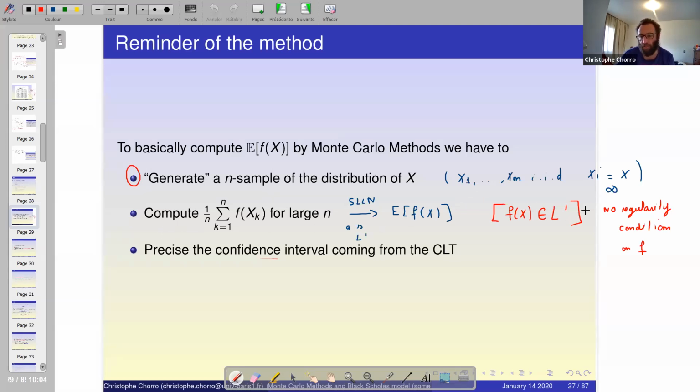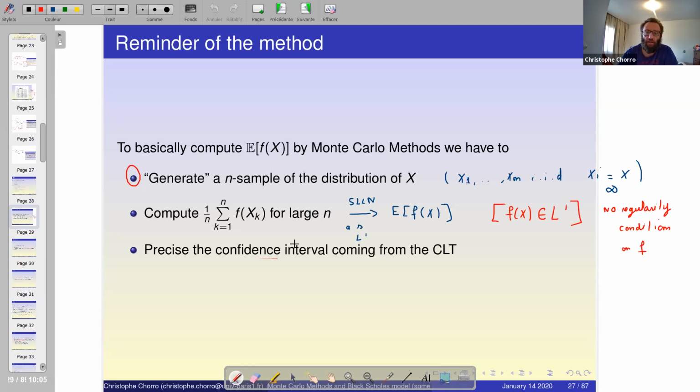So advantage: no regularity condition on F, and precise control of the error through the notion of asymptotic confidence interval given by the central limit theorem. I have said to you that in the central limit theorem, the size of the error is of the form a constant over the square root of n, and it is independent of the dimension of my problem.